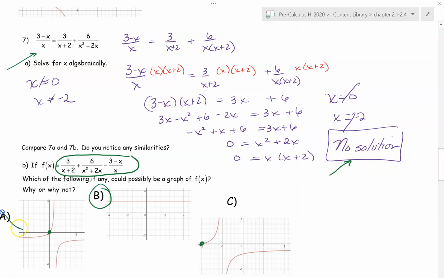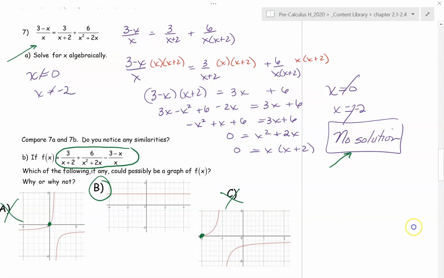Okay, do you see how a could not possibly be the answer, because when x is 0, the y value is 0. And over here, again, that was an extraneous solution. And we know over here that when x is -2, the y value is 0. So again, that would not be a solution. But over here for b, we did not have any x-intercept. So b could possibly be a graph of f of x.